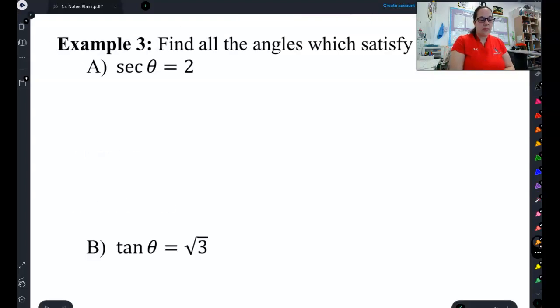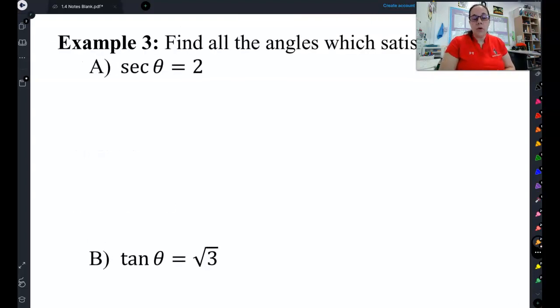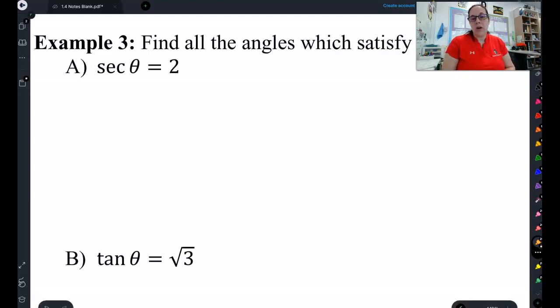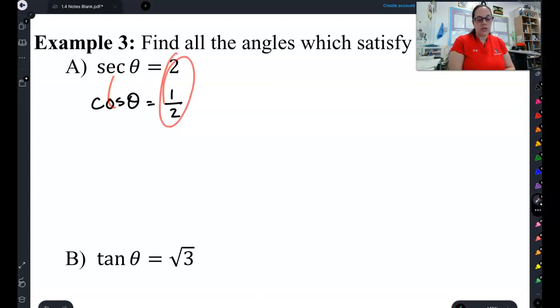Let's look at example 3a. We want to know where secant of theta equals 2. Now, we don't ever list our secant or cosecant points on the unit circle. So instead of saying where secant of theta equals 2, I'm going to change this to cosine of theta equals 1/2 and flip the point. Because remember, I can do that. If I switch between these two, all we have to do is flip the point and we get it.